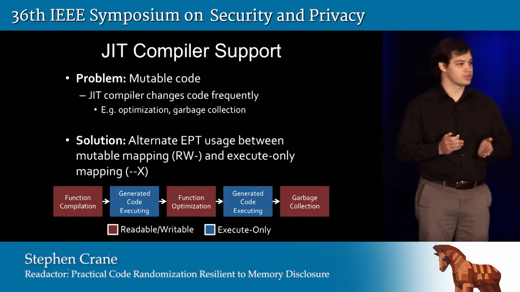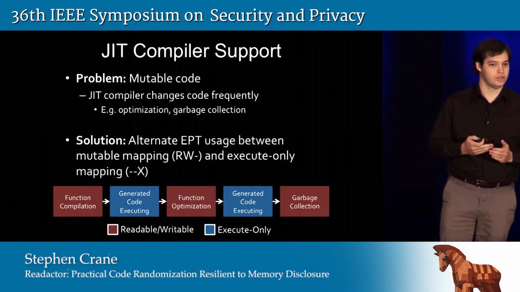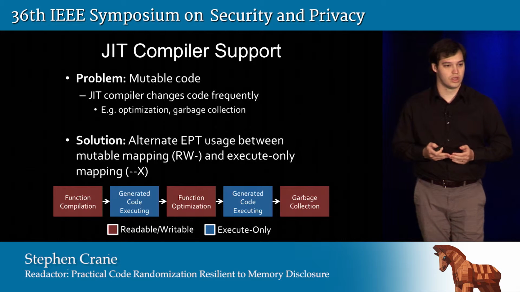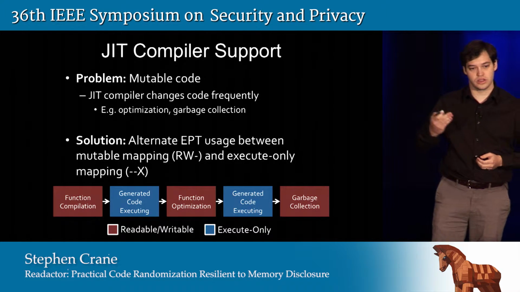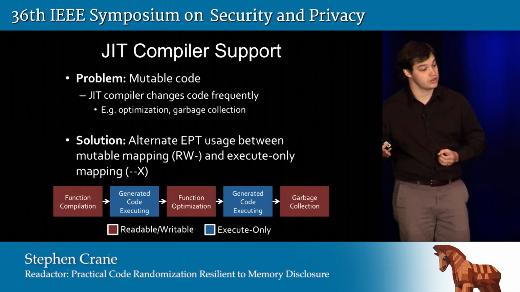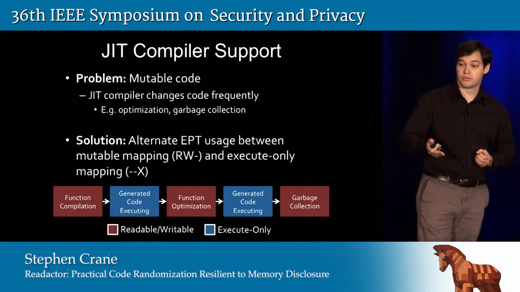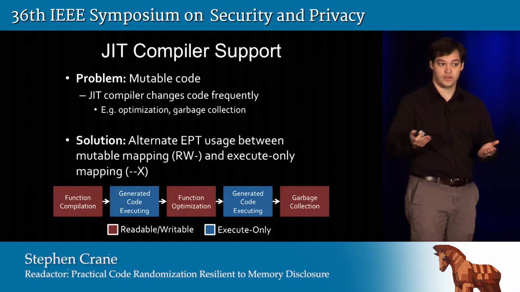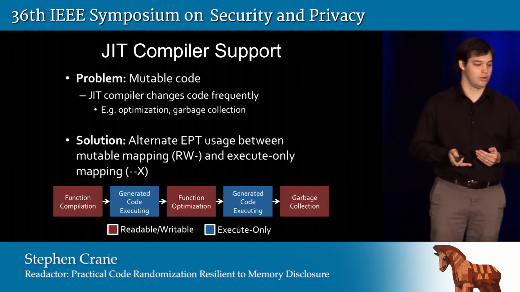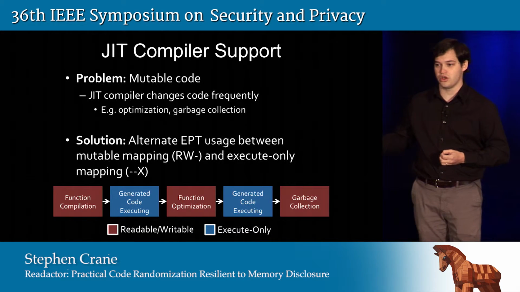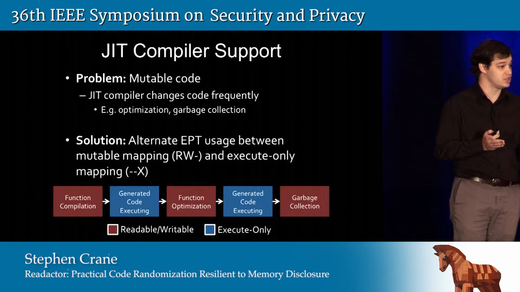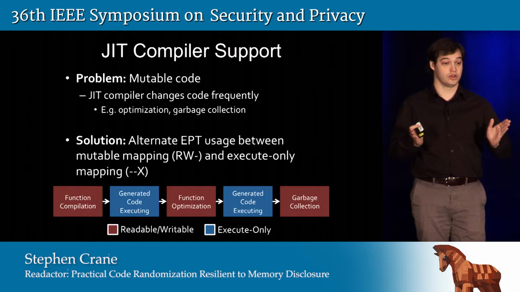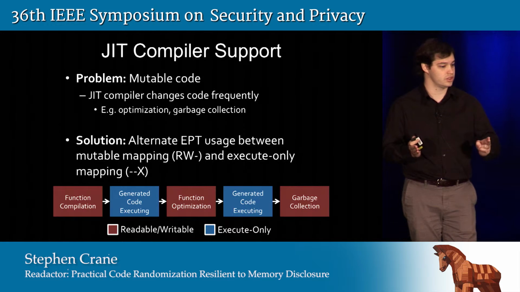These compilers present some unique challenges when we want to use execute-only memory, since they don't normally emit execute-only code. In fact, they usually emit code that's read, write, and execute. So this is a problem. The JIT compiler, in our case V8, assumes mutable code. It needs to be able to change the code frequently. However, we really don't want the code to be mapped as both readable and executable, and we definitely don't want it to be mapped writable and executable.